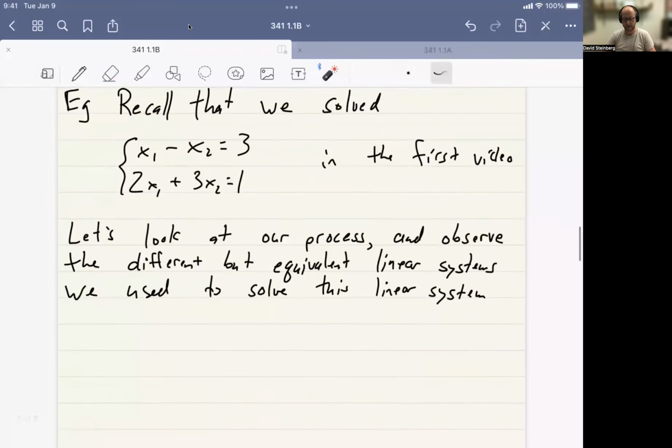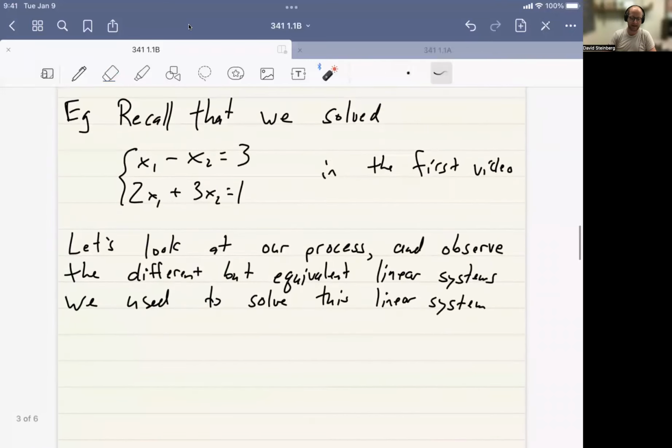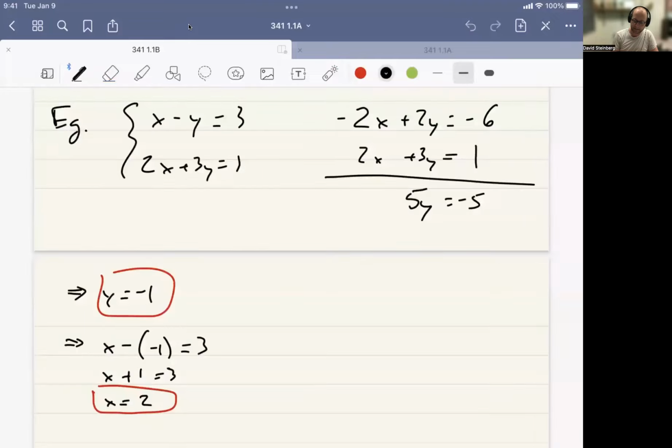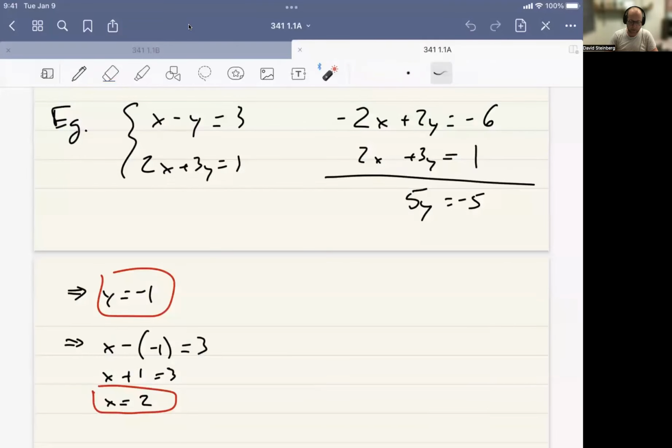So recall last video, we solved the linear system x1 minus x2 is 3 and 2x1 plus 3x2 is equal to 1. Let's look at this process and then write down the sequence of intermediate linear systems that we use to eventually get the solution. So the first thing we did was take our linear system. It looks like we multiplied that first equation by -2 and then added it to the second row to get 5y is equal to -5.